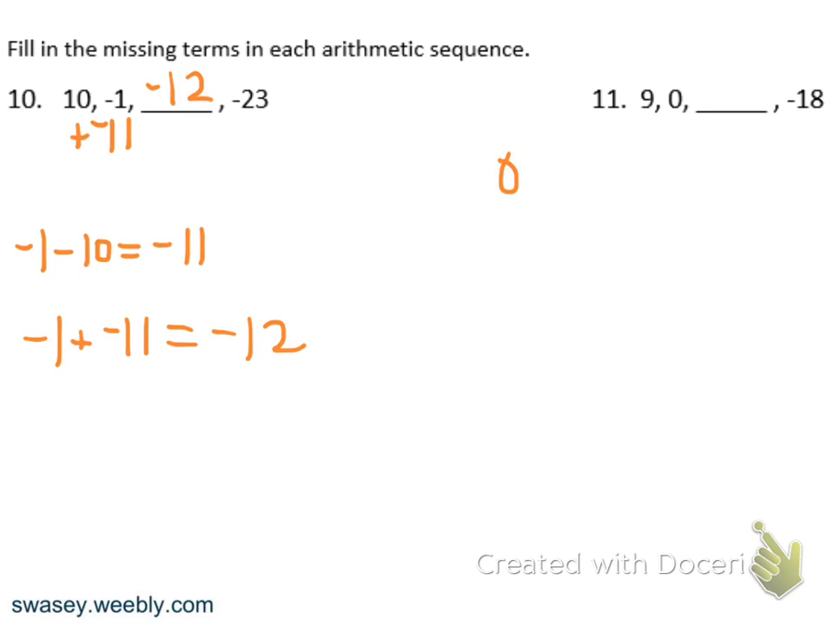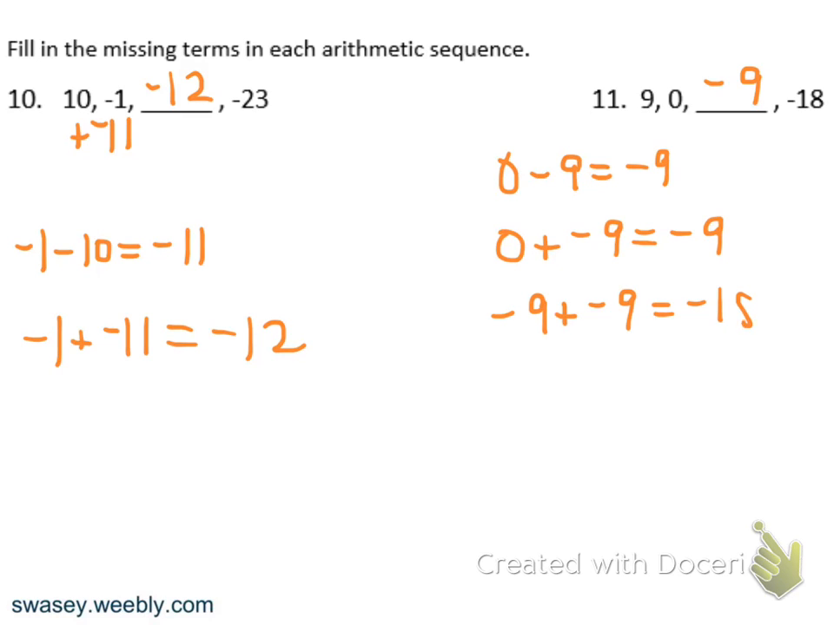Over here, let's find the common difference. 0 minus 9 gives us -9. So we're adding -9 to 0. So 0 plus -9 is -9. You can check that that pattern's still working. If you do -9 plus -9, you get -18.